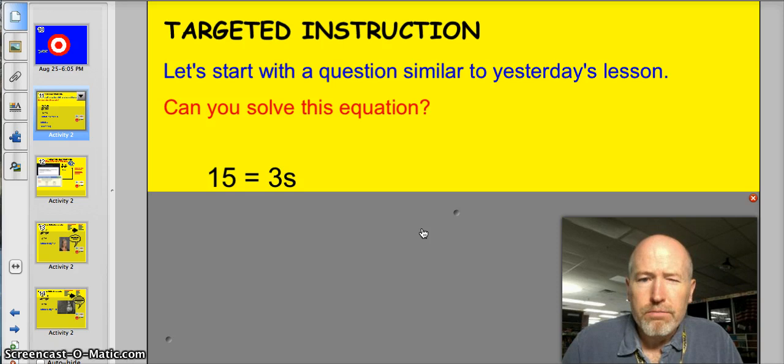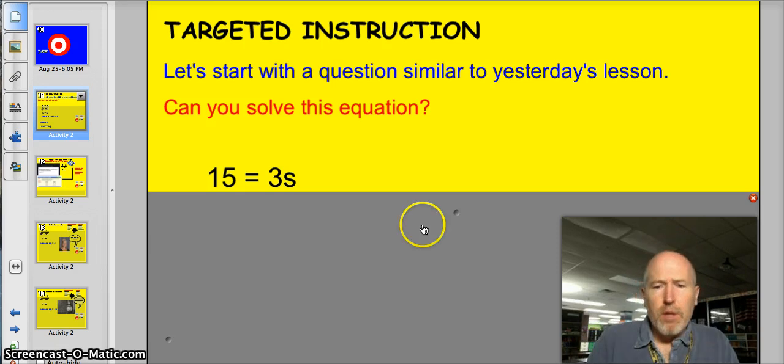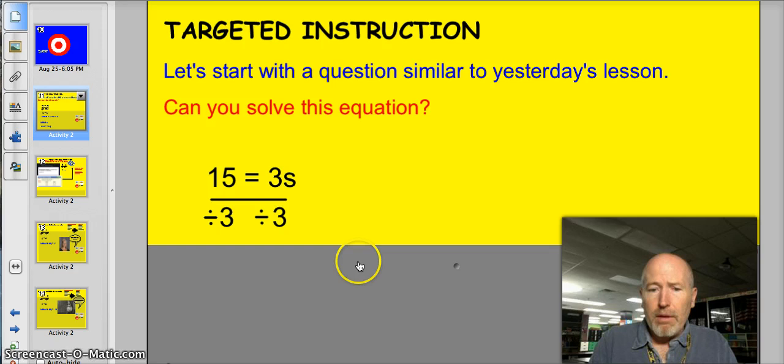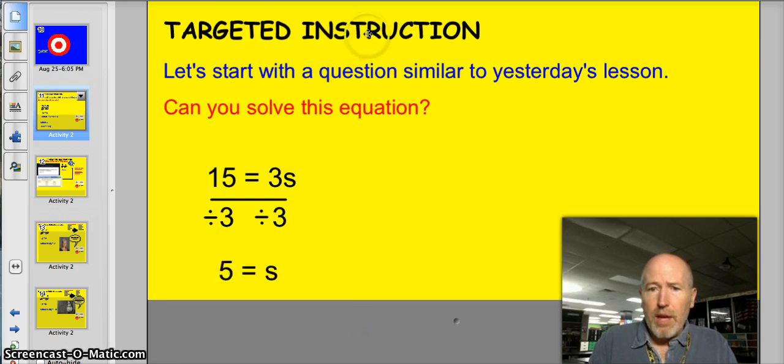How'd you do? Did you use an inverse operation? What's the opposite operation of multiplication? You're right, it's division. Let's take a look and see what I did here. Well, I had 15 equals 3s, so I'm trying to isolate the variable, so I just divided by 3 and divided by 3. I end up with 5 equals s.